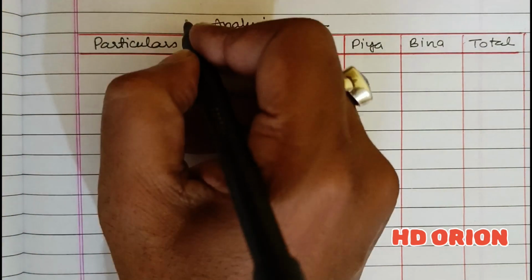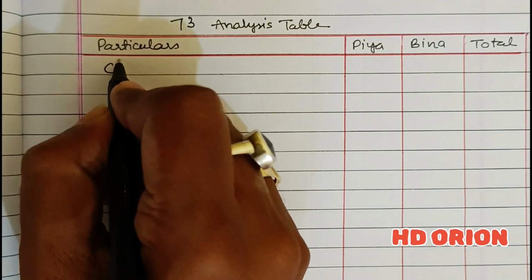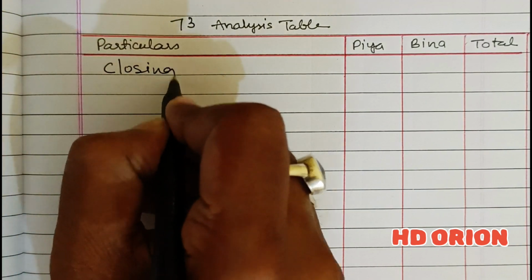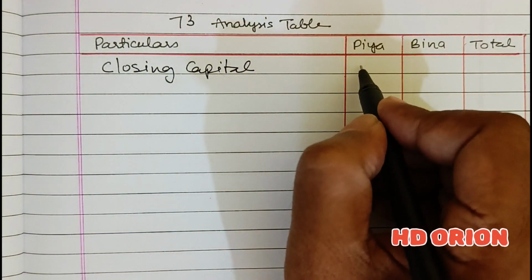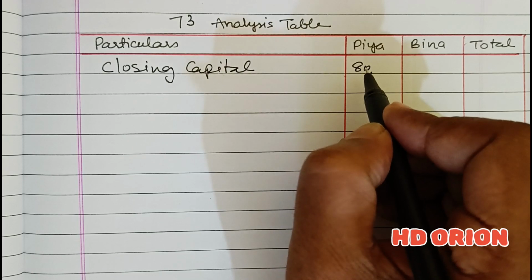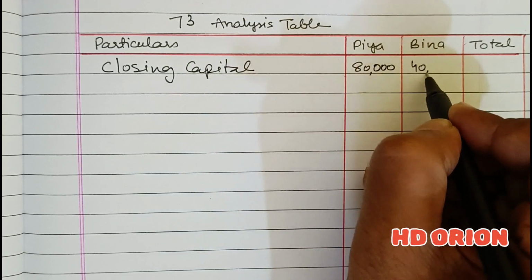So solution 73 we will see. First we will have to calculate opening capital balances because closing capital balances are given to us, and in order to calculate interest on capital we have to go reverse and find out opening capital balances. So we will start with closing capital balances of both the partners are given in the balance sheet on 31st March 2016. It is 80,000 and 40,000.